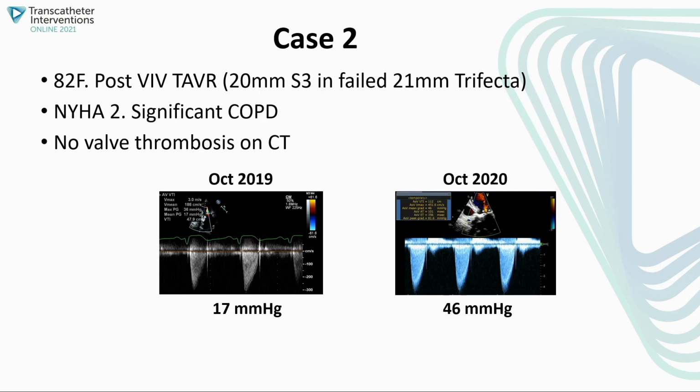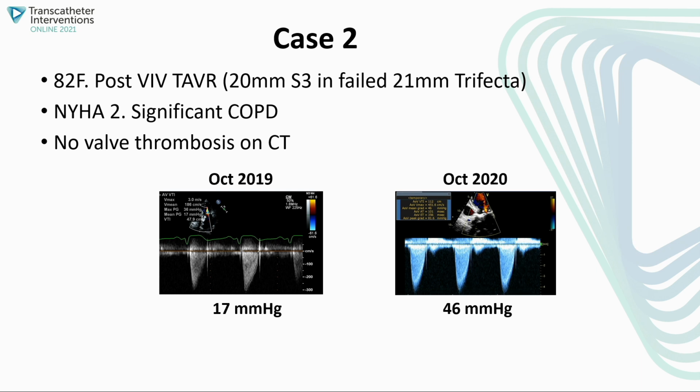Case 2, an 82-year-old post valve-in-valve TAVR. We put a 20 millimeter Sapien 3 in a failed 21 millimeter Trifecta. Multifactorial NYHA 2 with COPD, no valve thrombosis on CT. Gradient goes from 17 to 46. And we've learned, again, in the smaller prostheses and especially in valve-in-valve, that we can see some very high gradients post. What does this mean?